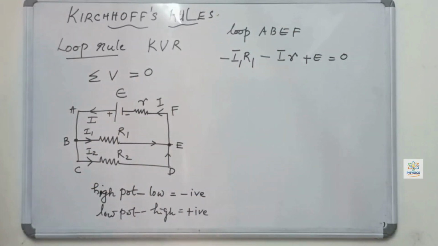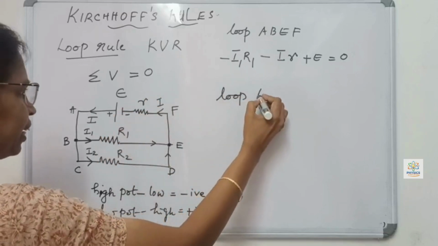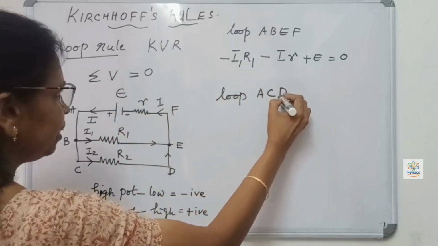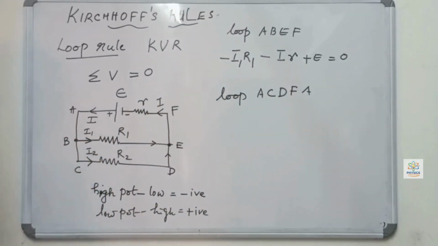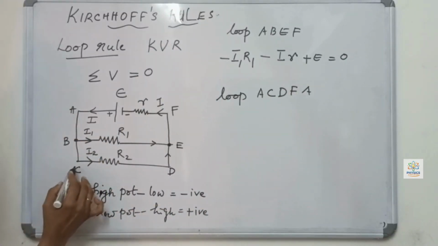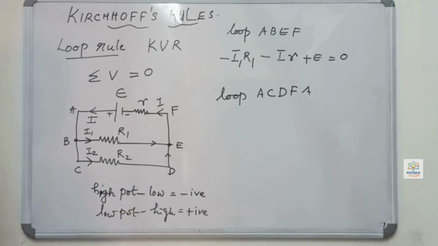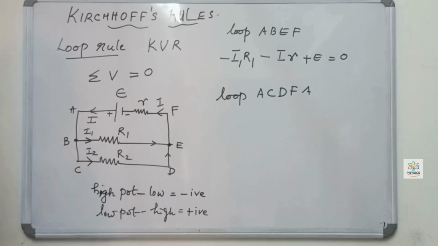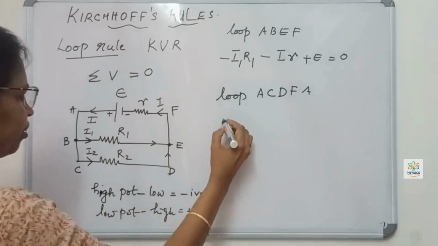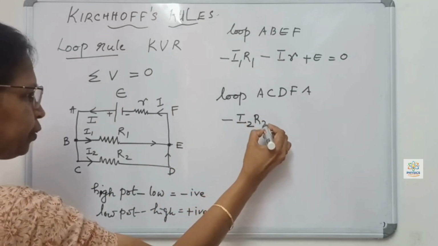So next we have to consider another loop. Consider the loop A, C, D, F, A. Between A and C, no resistor. Here between C and D, resistor R2, current I2. Here the potential difference is I2 R2. Here also the current is moving from high potential to low potential, so again you use the negative sign, minus I2 R2.